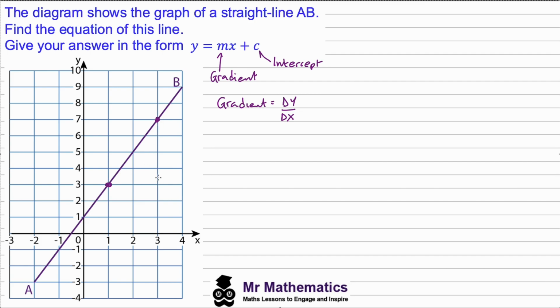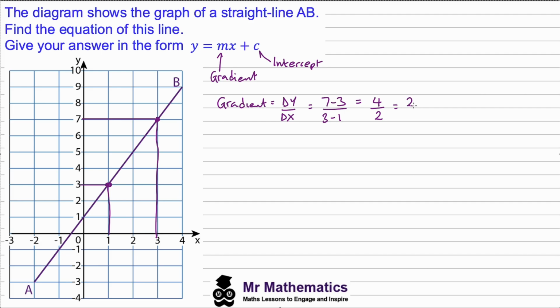The change in y will be from the 7 to the 3. So this will be 7 take away 3. This will have a change of 4. And the change in x, we'll use the same 2 points. And you can see that we've got the 3 and then 1. So the change in x will be 3 take away 1, which is 2. So our gradient will be the 4 divided by 2.